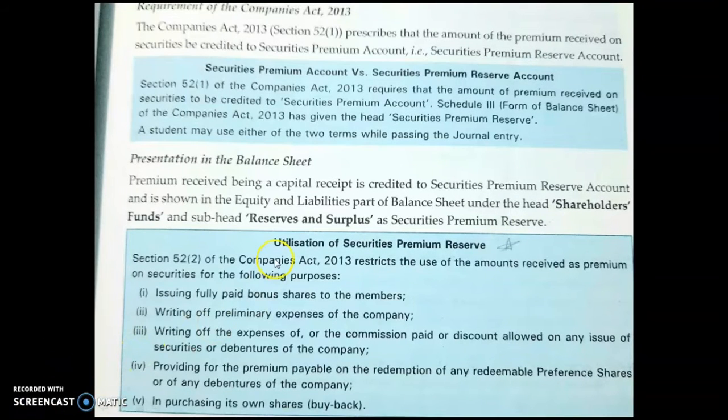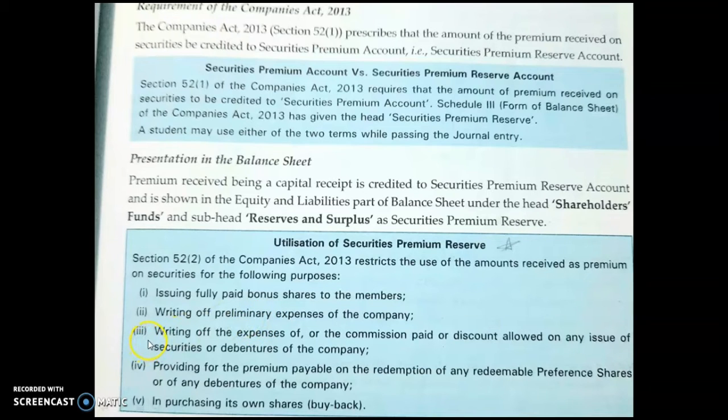Children, now let us see for what all purposes this securities premium reserve is used. That is utilization of securities premium reserve. This reserve amount can be used as per the Companies Act 2013 for the following purposes. That is issuing fully paid bonus shares to the members, writing off preliminary expenses of the company. Preliminary expenses means the expenses which are incurred during the establishment of a company.